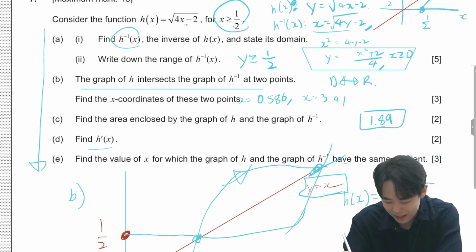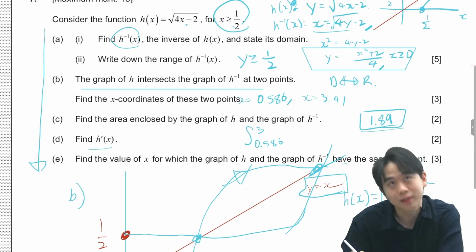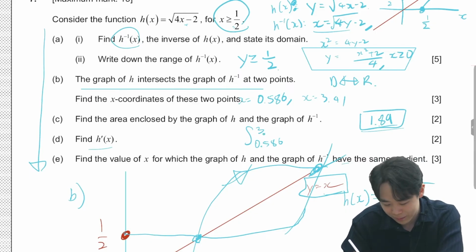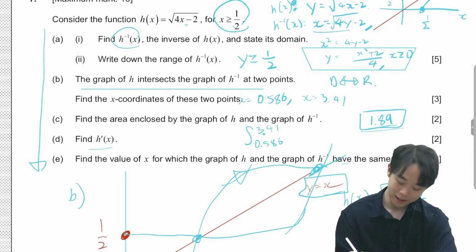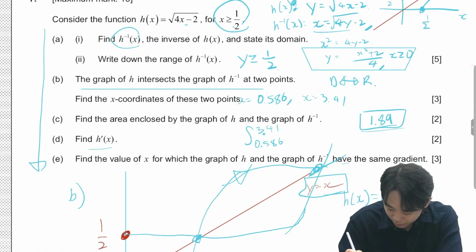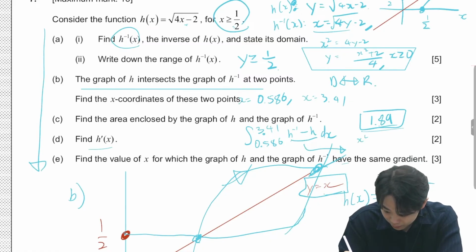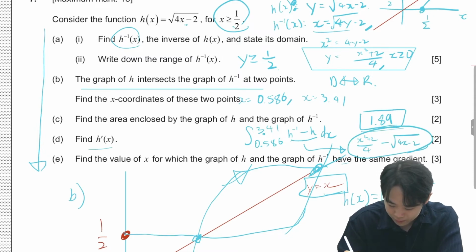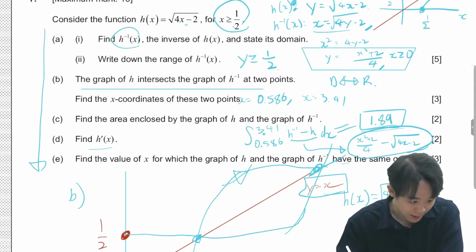If you found this, the examiners will know you probably used your calculator, but you could just write, for your own record keeping, that we're finding the area between 0.586 and 3.41 for h inverse minus h, because h inverse is at the top, h is at the bottom. You could write out this expression as x squared plus 2 over 4 minus root 4x minus 2. Either way, the area should turn out to be 1.89.